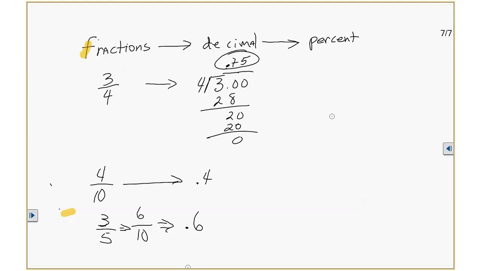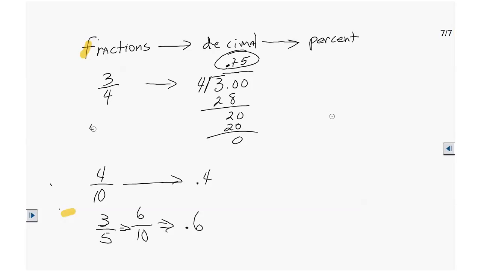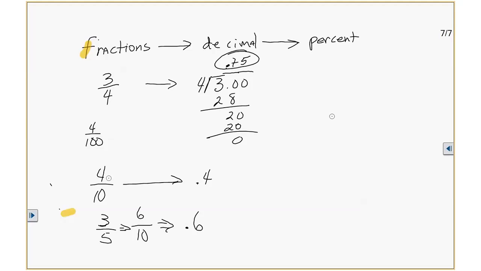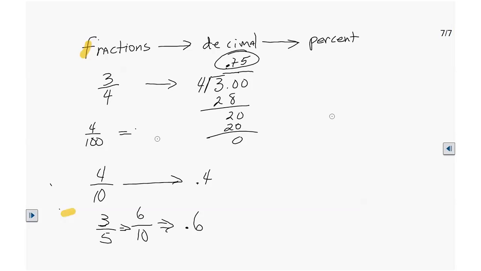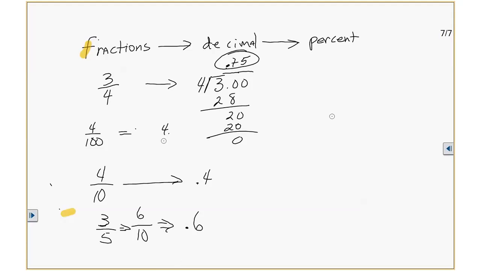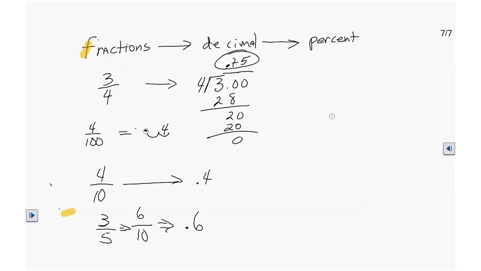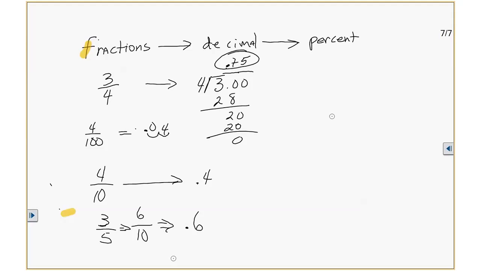Of course, anything over 100, 4 over 100, you just move the decimal. There's a decimal on 4. Where do I move it? 2 places to the left, and that's a decimal, but we'll get to that eventually.